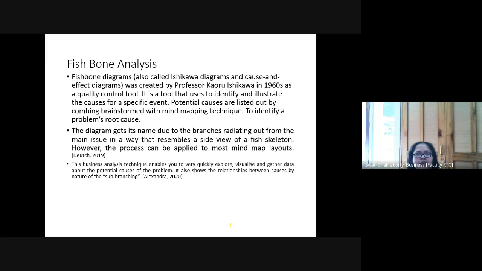Okay, the next topic, the next tool that we have, is fishbone analysis diagrams, also called Ishikawa diagrams or cause and effect diagrams.